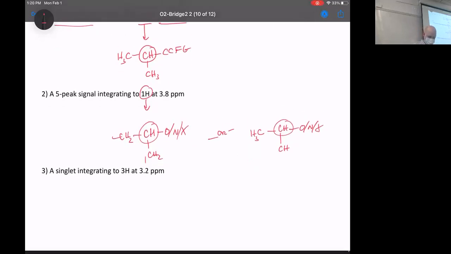Last one, this is the simplest one probably. It's 3H, so it is a CH3. It's a singlet, meaning that it has no hydrogens on neighboring carbons. Then it's at 3.2 ppm. So once again, it's just next to O or N or X. And at that point, we would not be able to tell. That would be the end of our situation. Okay, questions about any of those?